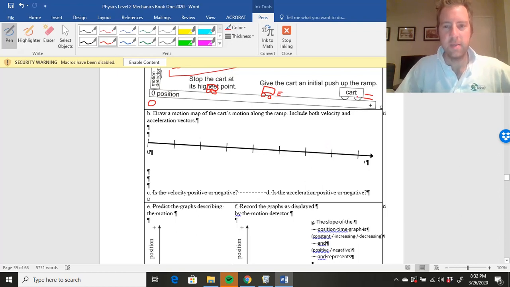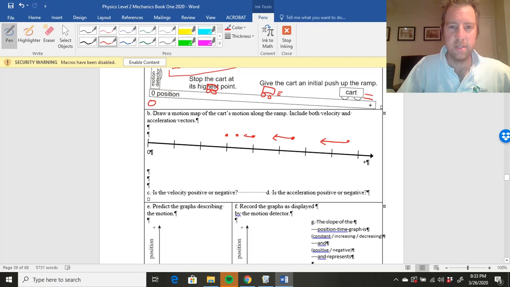Right, so I think the motion map needs to start here. I've given it a push, and we're looking at when it's coasting. So it's going quite quickly at the start, and it slows down as time goes on. I draw my dots first, make sure that the spacings are right. In this case, the distance between each dot gets less and less. And then I'm going to draw my velocity arrows on. And these velocity arrows are getting shorter and shorter because my velocity is decreasing.